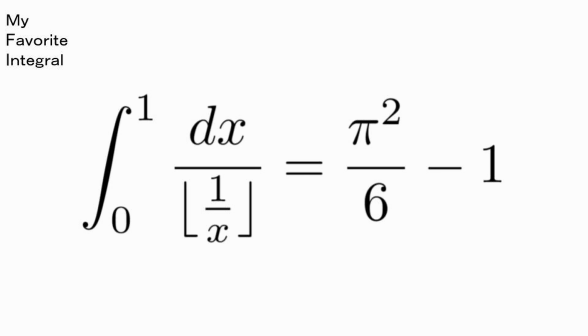Just as a quick clarification, the two brackets in the denominator stand for the floor function, which means that whatever you get from 1 over x, you round it down to the greatest integer that's less than or equal to 1 over x. So if I get 2.6, it goes down to 2. If I get 2.2, it also goes down to 2.